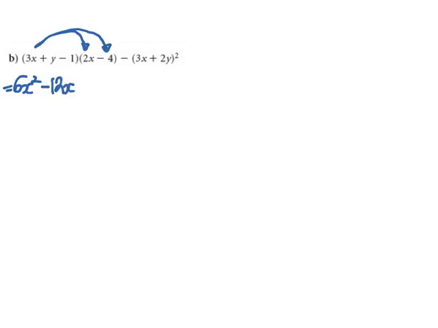Continue on. y times 2x is 2xy. y times negative 4 is negative 4y. Continue on. Negative 1 times 2x is negative 2x. Negative 1 times negative 4 is positive 4.